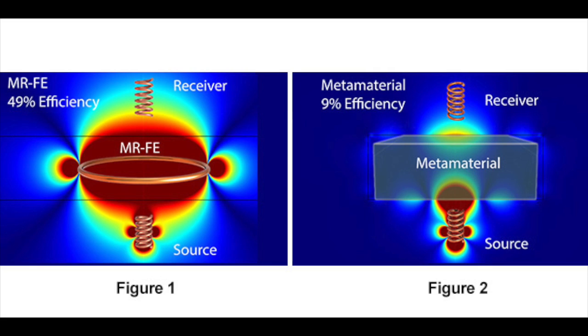The researchers conducted an experiment that transmitted power through air alone, through a metamaterial, and through an MRFE made of the same quality materials as the metamaterial. The MRFE significantly outperformed both of the others. In addition, the MRFE is less than 1/10 the volume of the metamaterial enhancer.